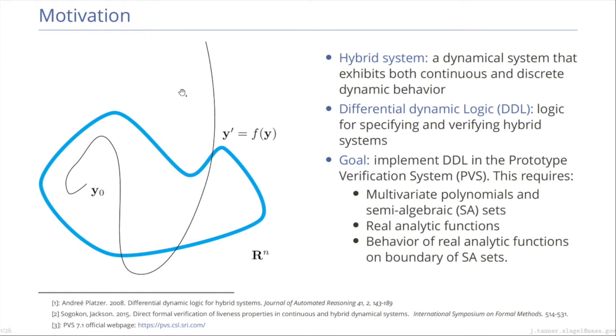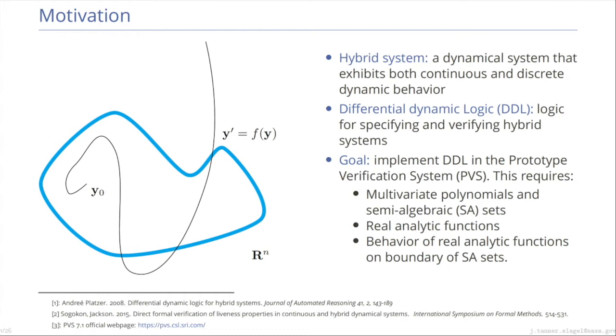I think a basic example is an aircraft represented by the solution to a differential equation, and then a geofence, which is described by some semi-algebraic set. Hybrid systems are very useful because they can describe a lot of different systems, and a lot of very complex cyber physical systems. These systems often have a safety critical component to them, so it's important that properties of these systems are formally verified. Differential dynamic logic is a formal logic for specifying and verifying hybrid systems.